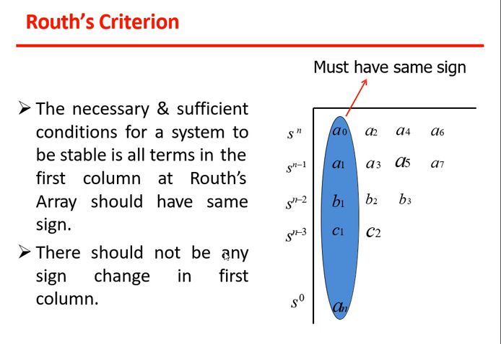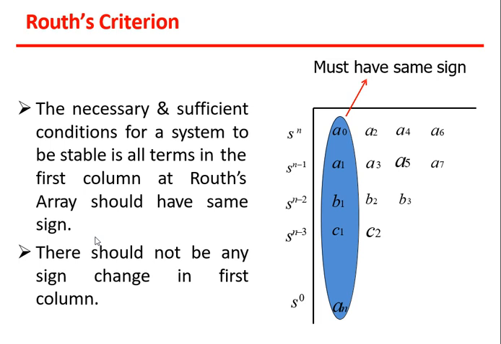And there should not be any sign change in the first column. See carefully, whatever it may be, positive sign or negative sign, all the signs should be the same. If there is any sign change, then we cannot say that the system is stable. So it must have the same sign, whatever it may be, positive or negative, but that sign must be the same.